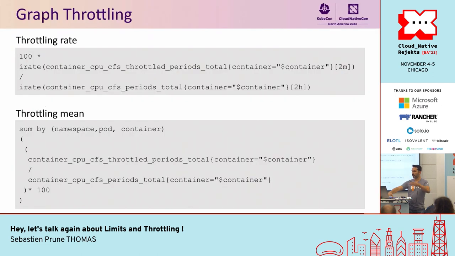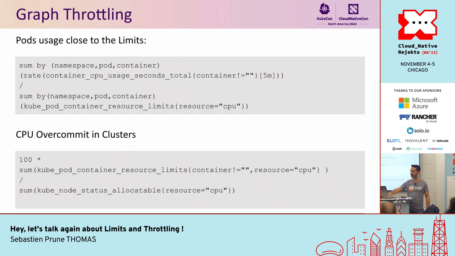So I have on the slides, and the slides are going to be shared, some Prometheus queries for graphing the throttling rate and mean. So the mean is cool to have, but the rate is more what's happening at this time. So every time the rate of throttling is not zero, you have a problem. The pod is being constrained down. And so you can grab the pod's usage that is close to the limit. So if you're using very close to the limit, that means you should increase the limit.